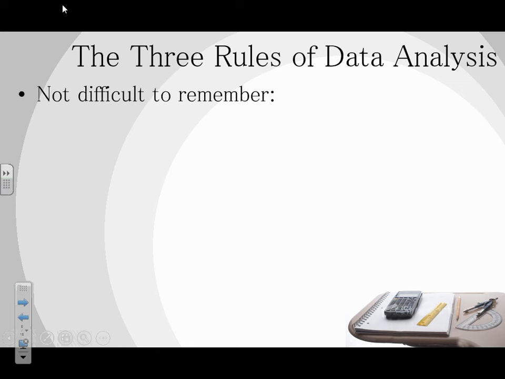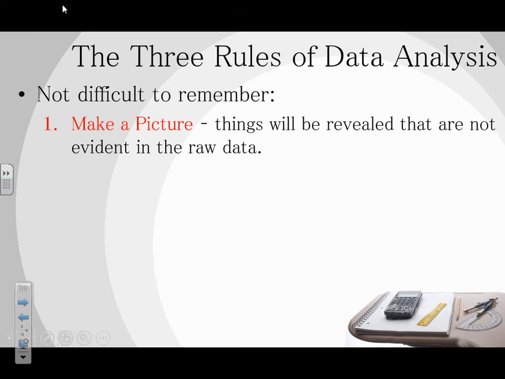The 3 rules of data analysis. Do not write these down. Okay, they're going to be very simple to remember. Rule number 1, you need to make a picture of your data. Okay, once you've collected your information, you need to put it into a picture. People don't like looking at lists of numbers particularly. Okay, they like visuals, they like pictures, things they can see trends on, and so on. Okay, so we always want to make sure we have a picture. They're going to reveal things that might not be evident in just a list of numbers. We can start seeing patterns, we can start seeing trends.